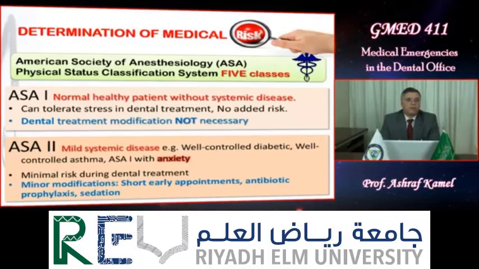ASA 1 is a normal healthy patient without systemic disease. This patient can tolerate stress in dental treatment and there's no added risk. Dental treatment modification is not necessary. ASA 2, there's a mild systemic disease like well-controlled diabetes, well-controlled hypertension, well-controlled bronchial asthma, or a patient in class ASA 1 but having anxiety. Here there is a minimal risk during dental treatment and we need to do minor modifications like short appointments, antibiotic prophylaxis, or sedation.